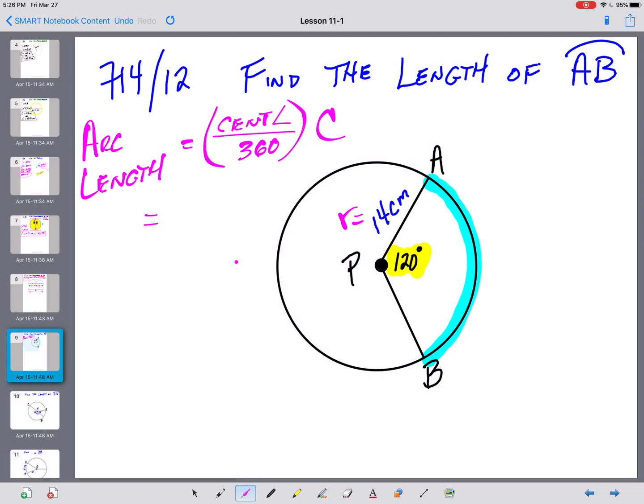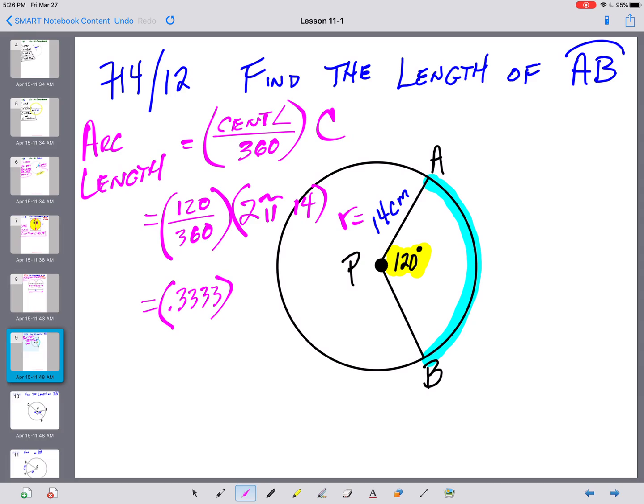So here we go. Central angle 120 over 360. Circumference, I'm going to use 2 pi r because they gave us the radius. 2 times pi times the radius is 14. I'm going to do 2 things. First of all, 120 over 360. You could do it in your calculator, but I know it's 1/3, so I'm going to use 4 decimal places.